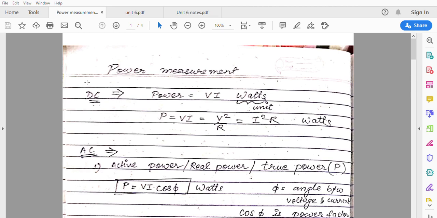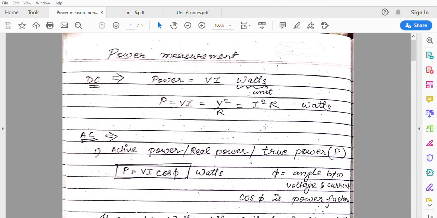In DC, the power was given as V into I watts, where V is the voltage and I is the current, and the unit of power is watts. If we apply Ohm's law to this, then power can also be written as V square by R, or as I square R watts. So in any of the three forms you can calculate the power in a DC circuit.